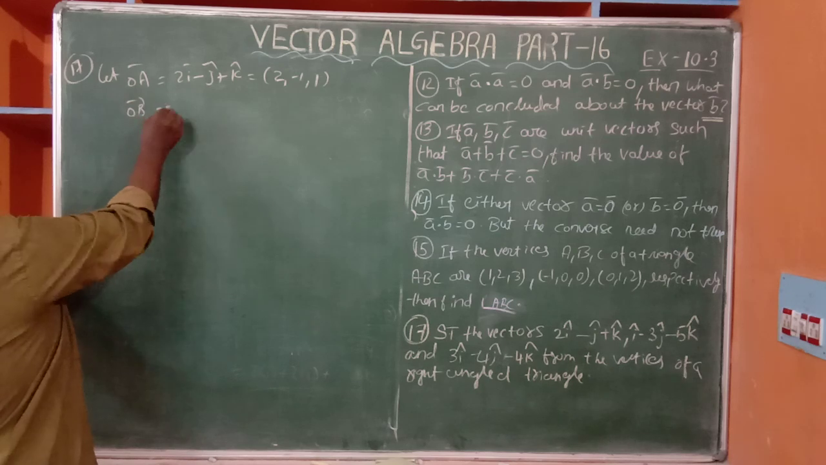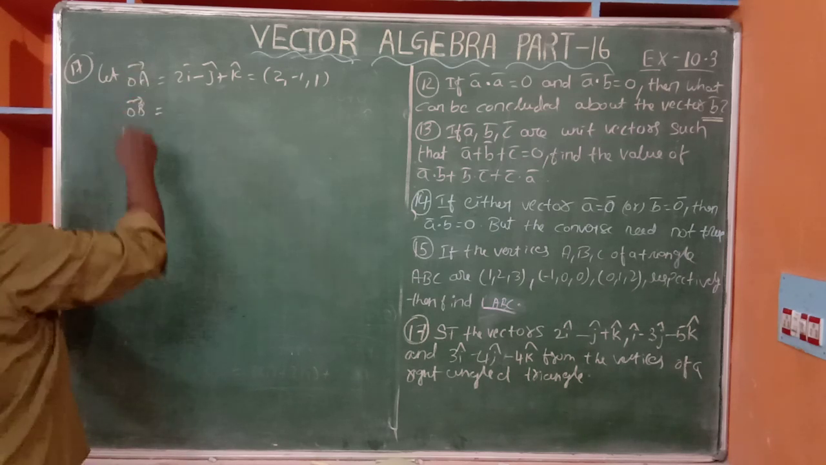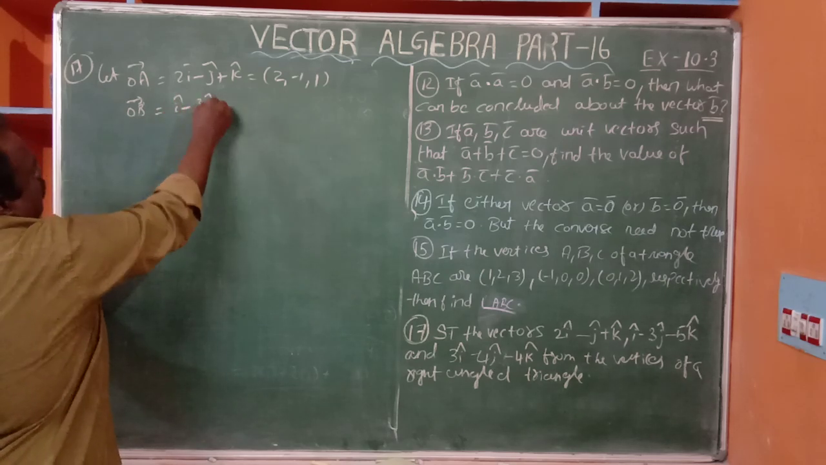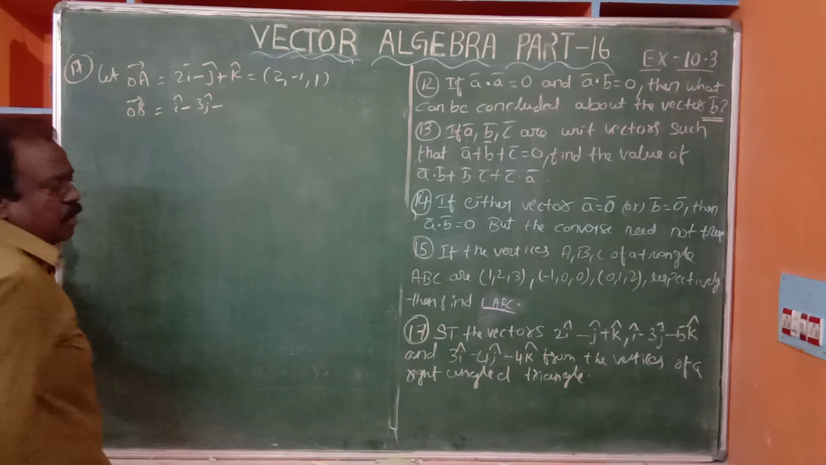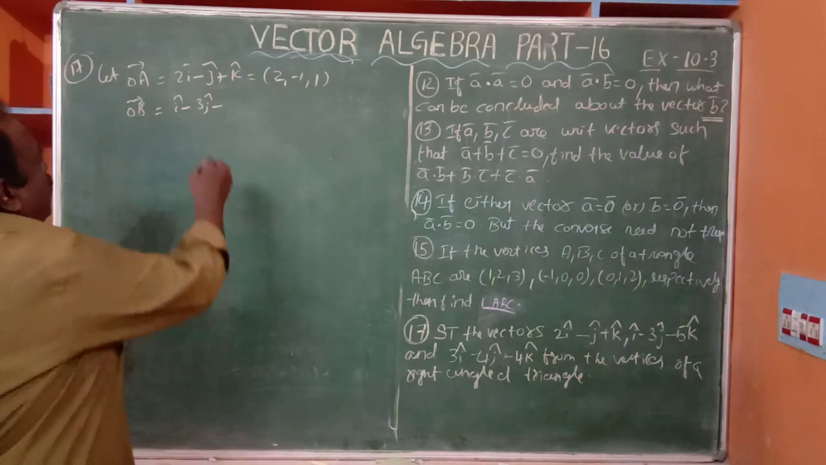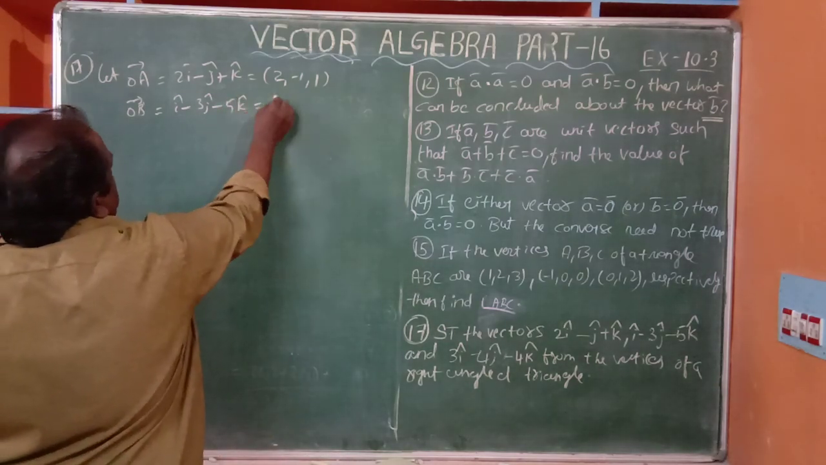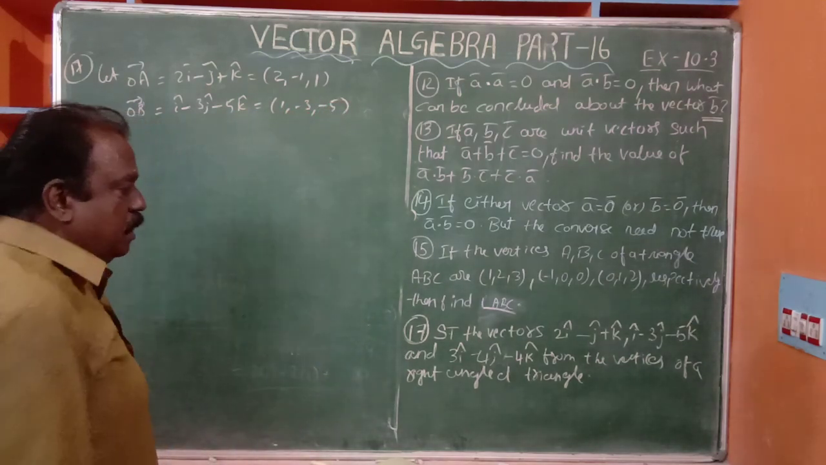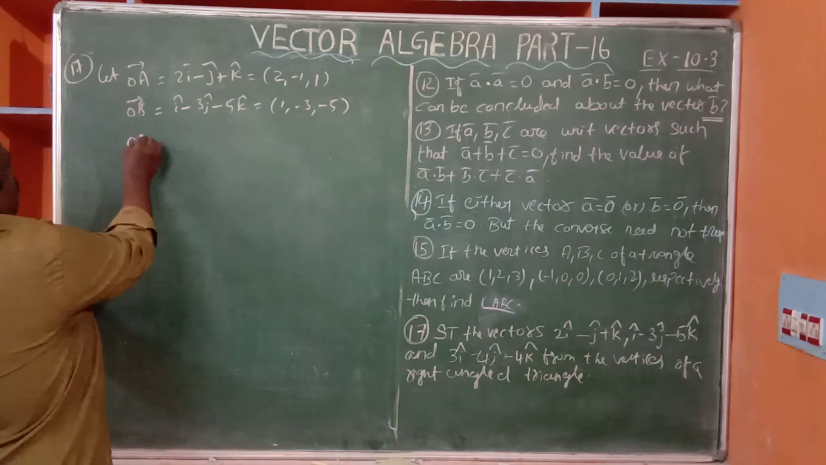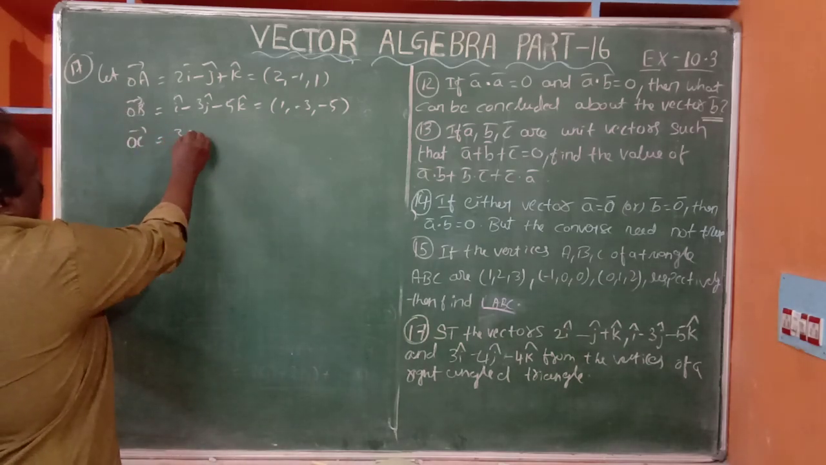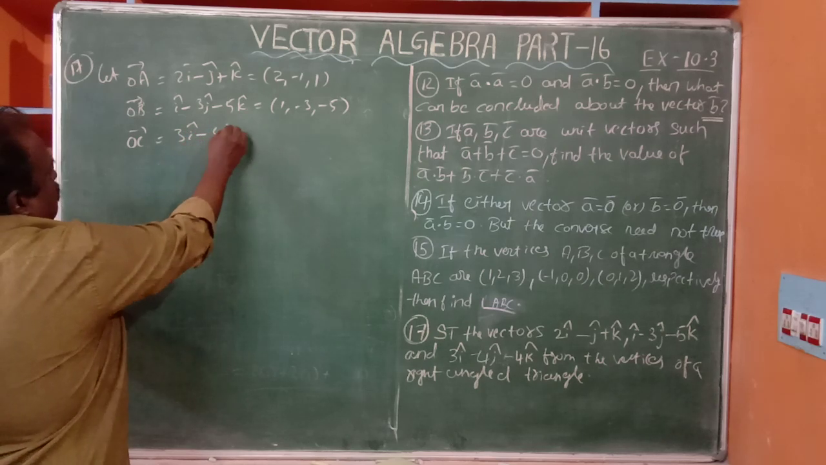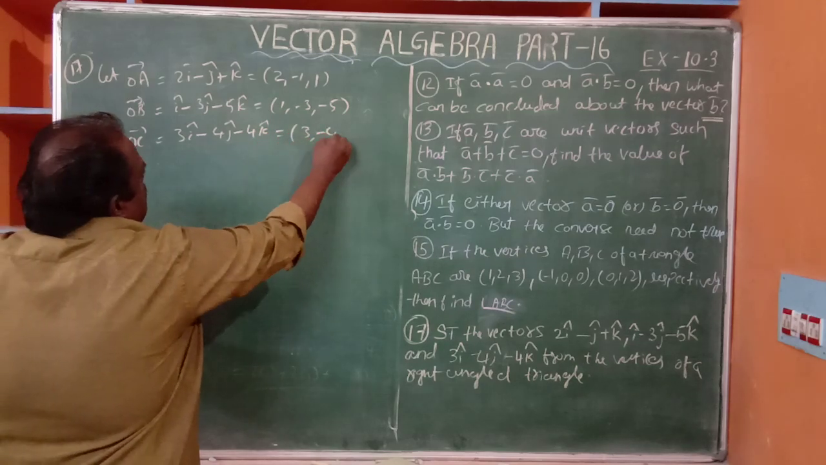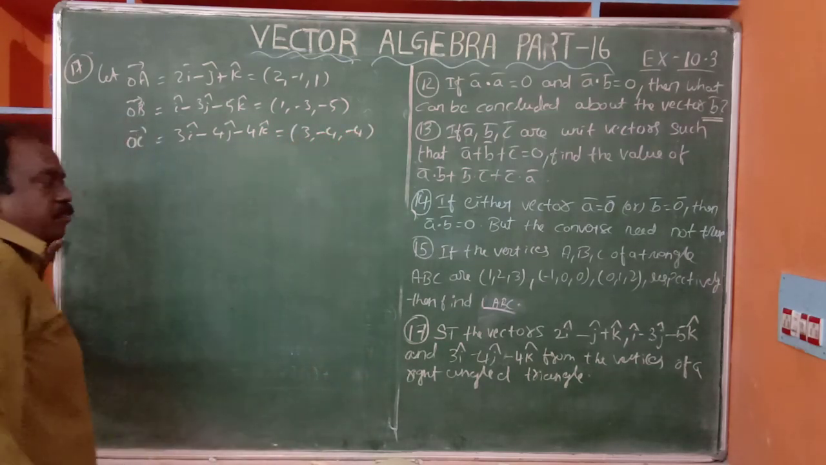OB bar is I minus 3J minus 5K, that is 1 comma minus 3 comma minus 5. The next, OC bar, is 3I minus 4J minus 4K, that is 3 comma minus 4 comma minus 4.